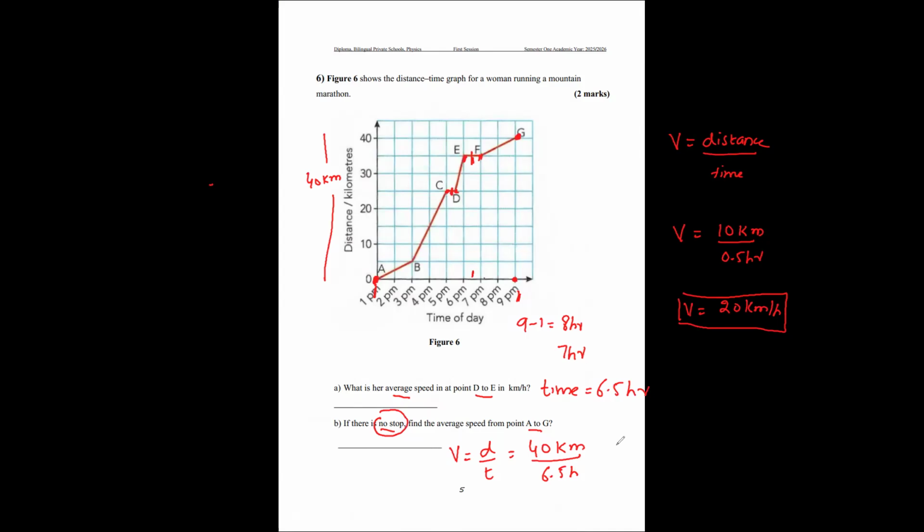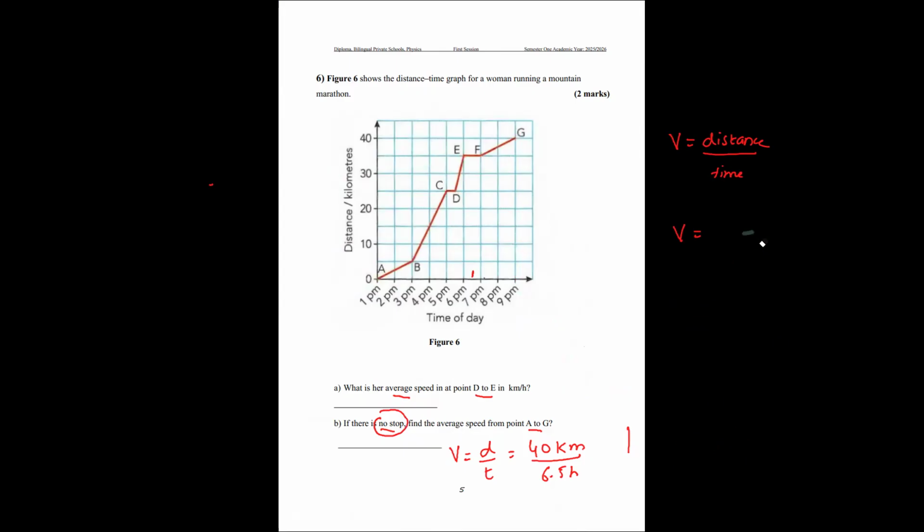So average speed is 6.15 kilometer per hour. Okay, so this is the method that you have to find the average speed from this point. Okay, so you have to know about it. Okay, now we have to move on, but before that, I just remove all these things. Okay, so move here. Okay. Just 1 minute, please. Okay, all right.